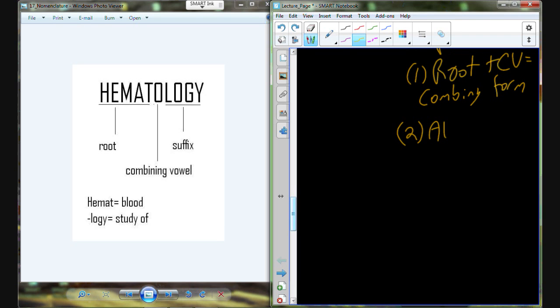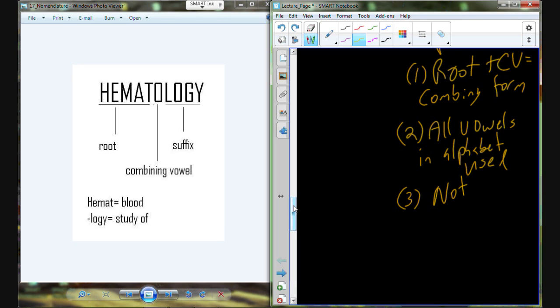Again, all vowels in the alphabet are used as combining vowels. However, we will occasionally run into a word that is not parsed with a combining vowel. So a multi-root word may not use a combining vowel. So just be aware of that. Most of the time it's because adding the combining vowel may not make the pronunciation that much easier. It's better not to have it.